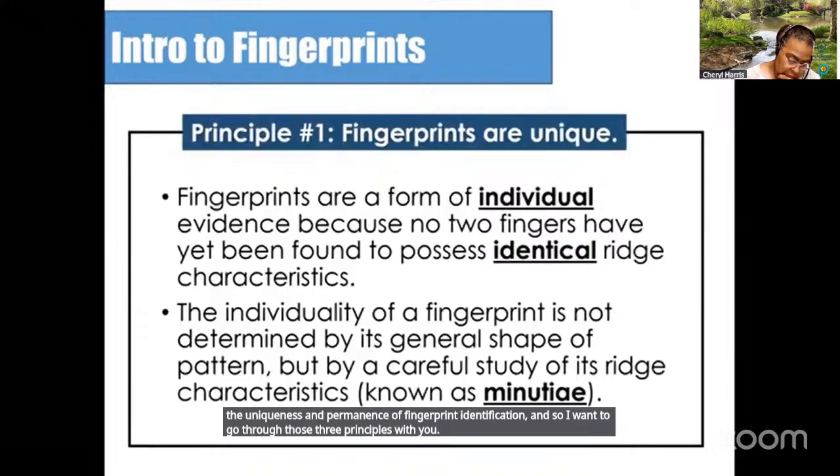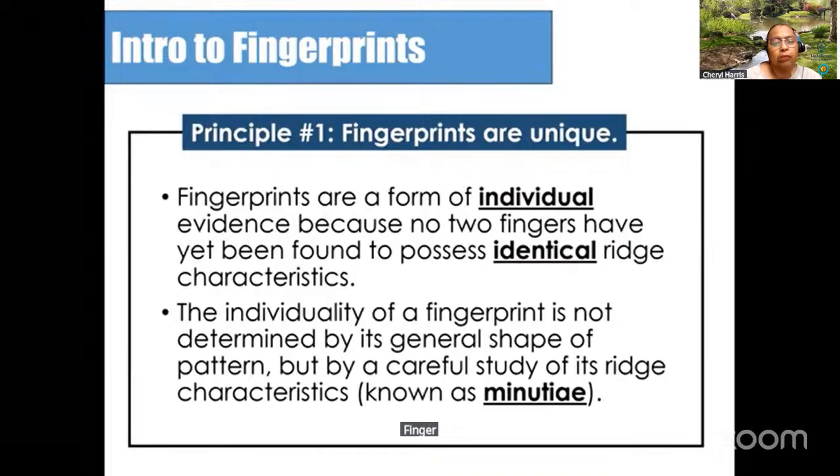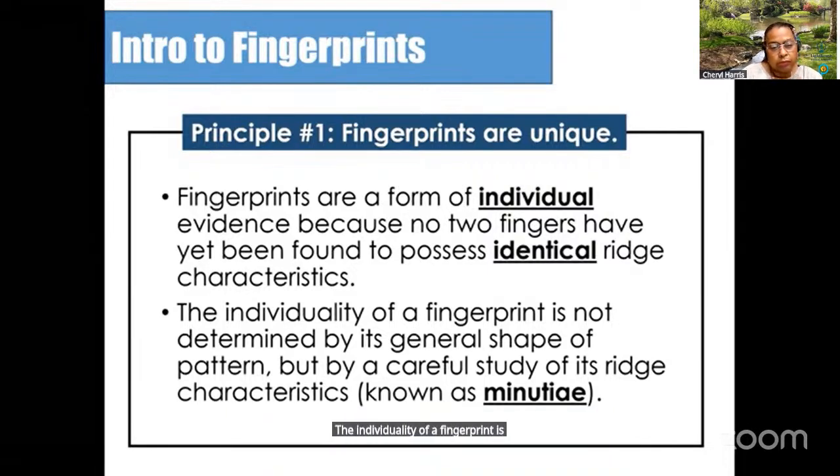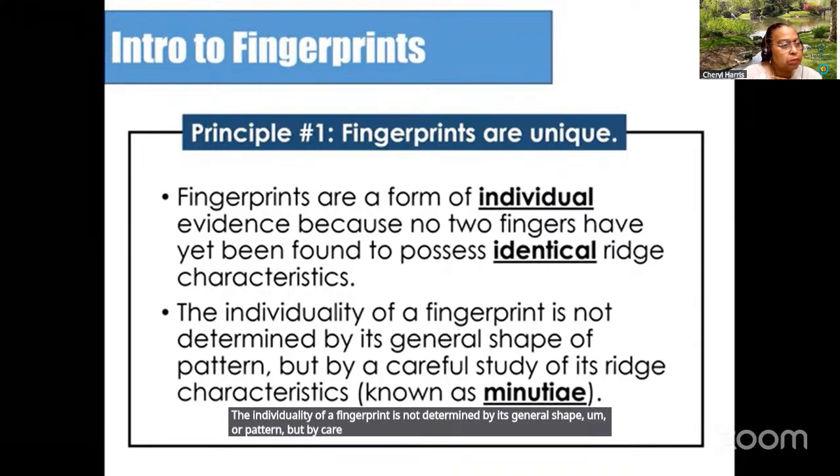So let's start with principle 1. Fingerprints are unique. Fingerprints are a form of individual evidence. We talked about that back in Unit 1, and this is because, again, no 2 fingers have yet been found that possess identical ridge characteristics. The individuality of a fingerprint is not determined by its general shape or pattern, but by careful study of its ridge characteristics, and we call these minutia.